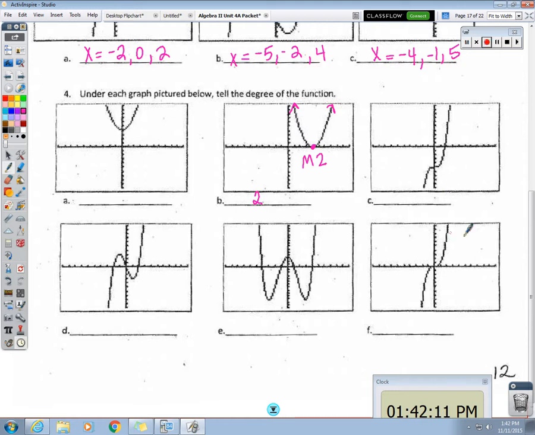Let's look at D. They're going opposite directions, so we know our degree is going to be odd. It's going to be an odd number. And so what's the degree? 3. 1, 2, 3. Okay, E. Is it even or odd? Even. They're going the same direction. So you're thinking of even numbers. What's the degree? 4. And then F. 3. Okay, let me show you for those of you who thought 1.